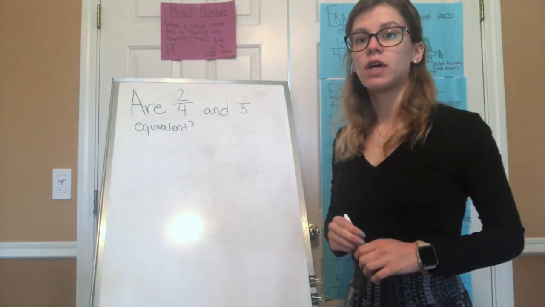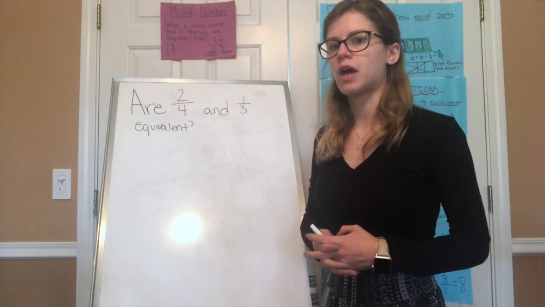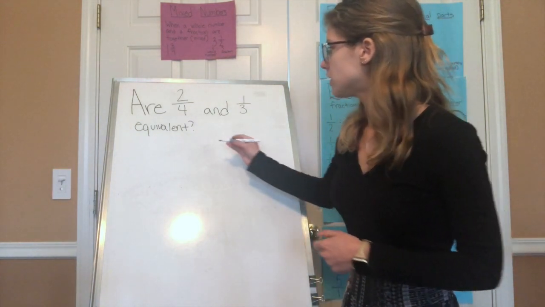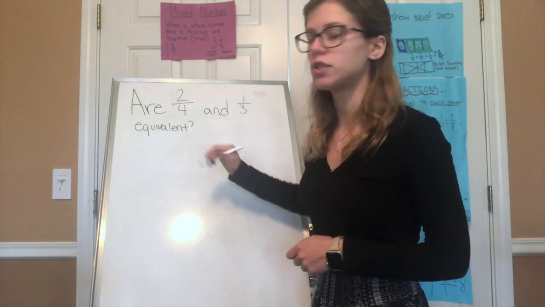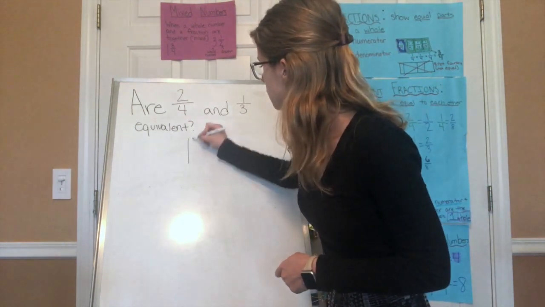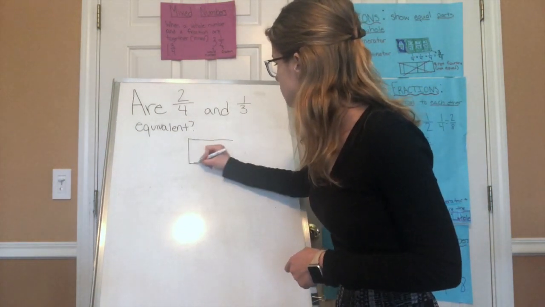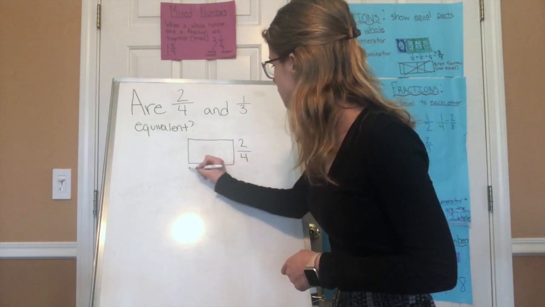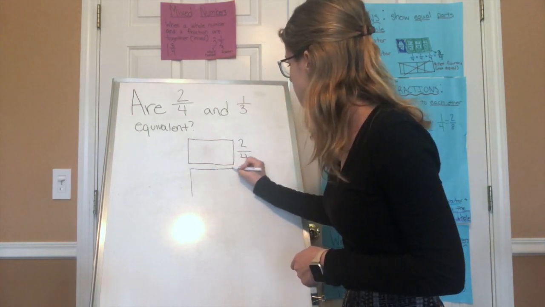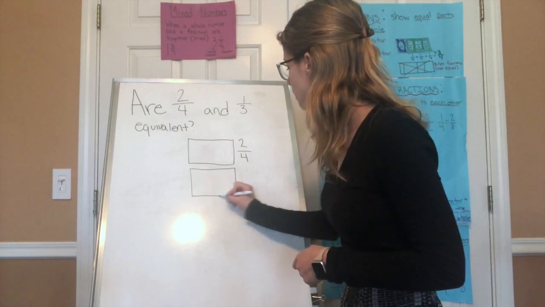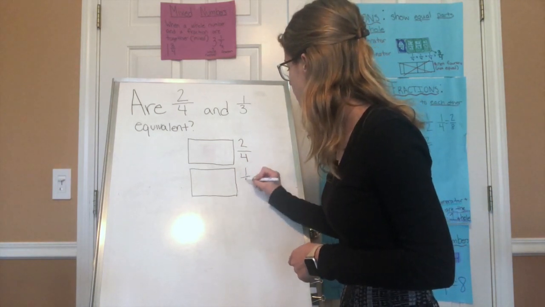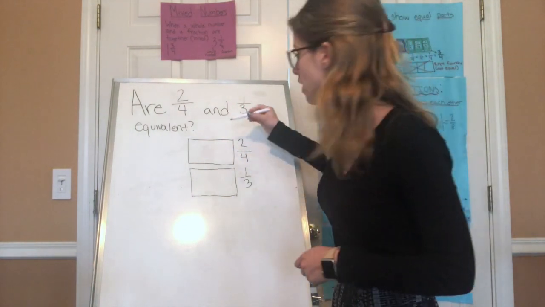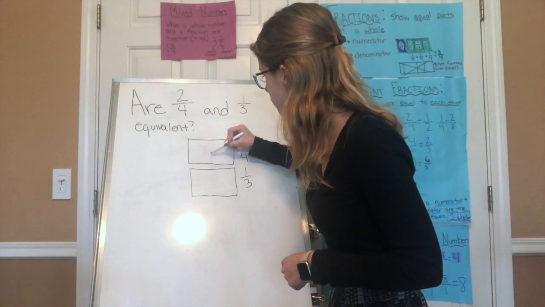So at this point you should have done this by yourself, but now we're going to be going over it. So are 2/4 and 1/3 equivalent? So I need 2 fraction bars, just like I did before. So this one is going to be for 2/4, and this one is going to be for 1/3. So for 2/4, I'm going to break it up into 4 equal parts by drawing a line down the middle.